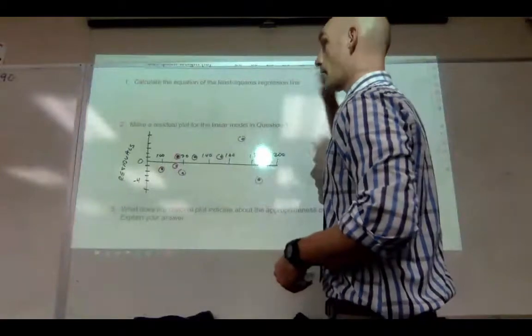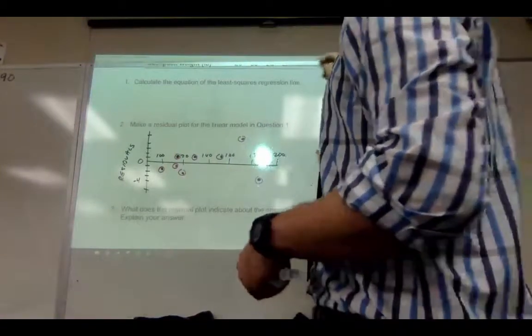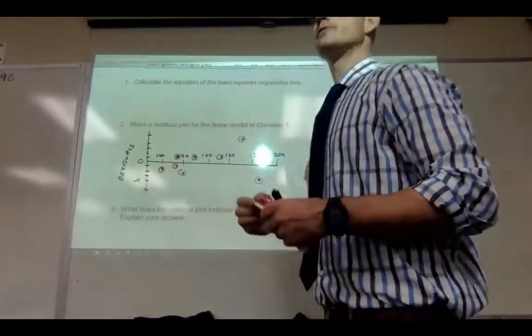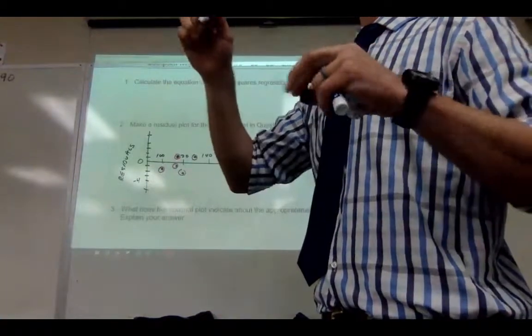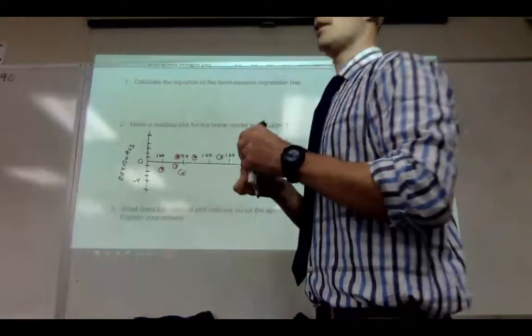Okay, so let's check this out. I left this one blank on purpose. So calculate the equation of the least squared regression line. Help me out. Somebody tell me. Let's do the formal version here. What do I start with?